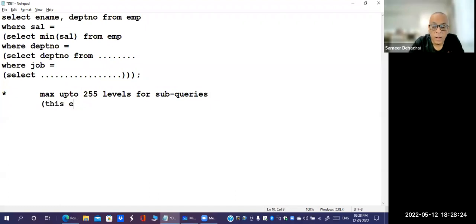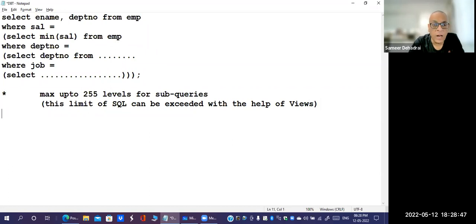Write down: this limit of SQL can be exceeded with the help of views. Topic of views I will be covering later, maybe after 3 days, but as of now, this is the upper limit.